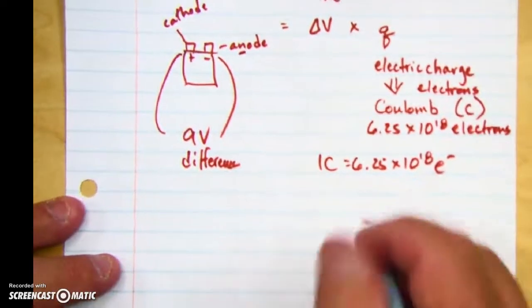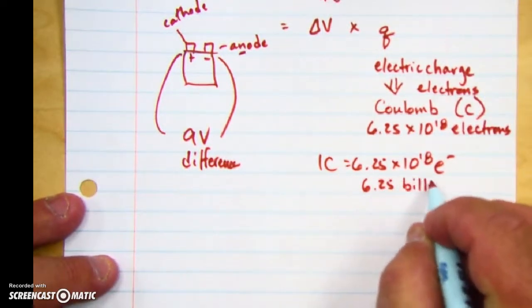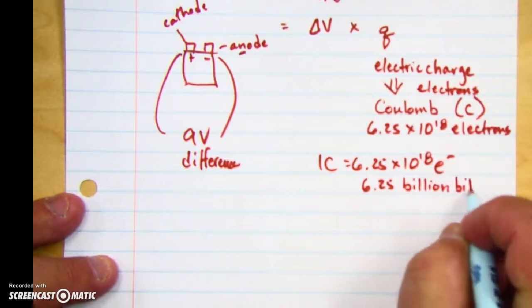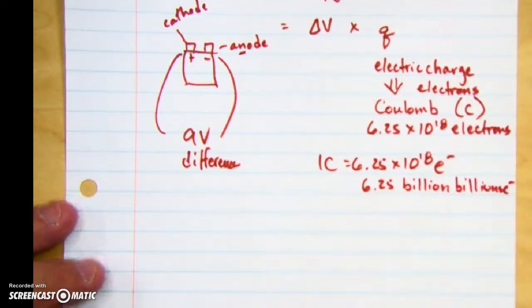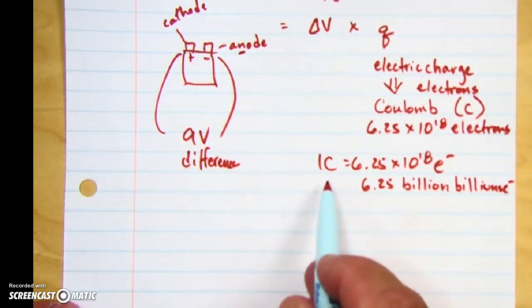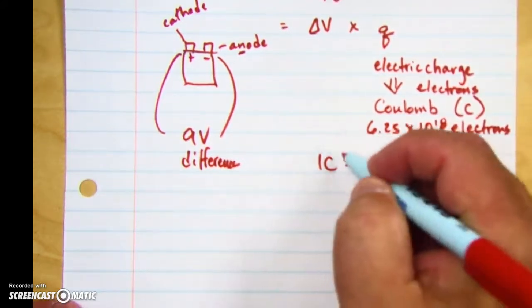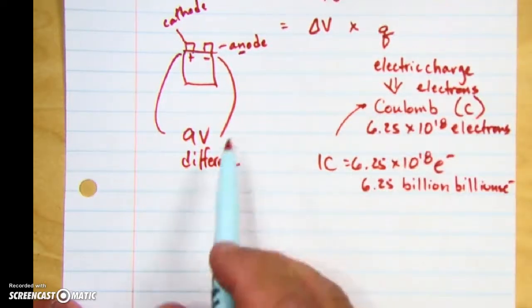Now, the other way of thinking about this is 6.25 billion billions. That's a lot. So realize that's a very, very large number. So you think about that. Again, electric charge is measured in coulombs. Coulombs are the units with a capital C.